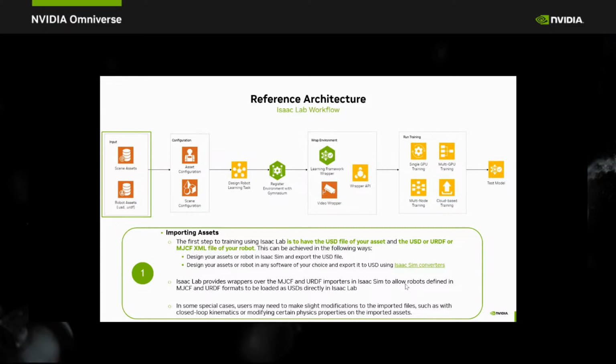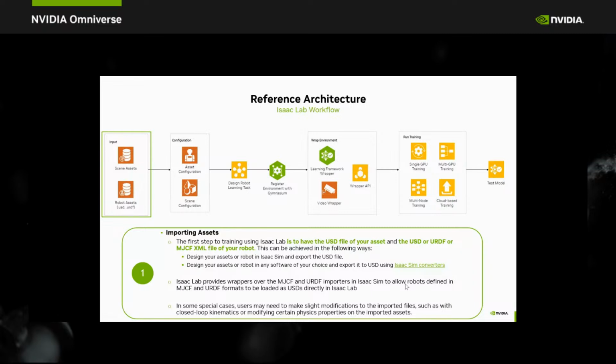If you want to do this, the first thing you can do is design your asset or your robot in Isaac Sim and export it as a USD file, or you design your robot or asset in any CAD software and export it to USD using any of the Isaac Sim converters. We have CAD converters, and other kinds of converters right there in Isaac Sim for you to convert from your own extension, like .obj, to USD, and then that can be used in Isaac Lab.